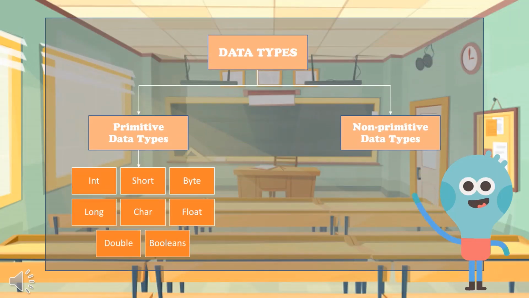In data types, there are two types of data types. One is primitive data types and the other is non-primitive data types. In this topic, I will be focusing on primitive data types only, and it contains integer, short, byte, long, char, float, double, and boolean.